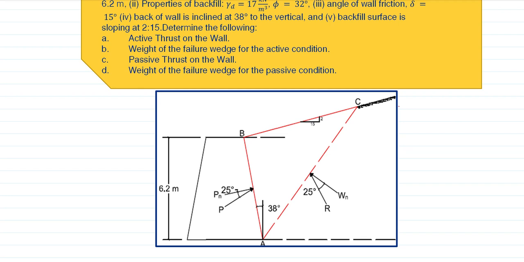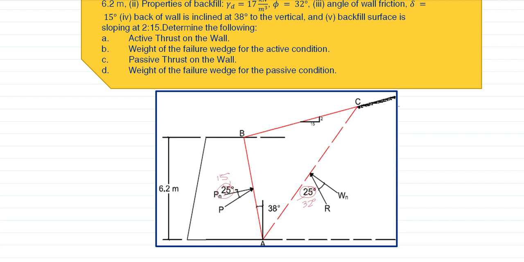Then, we have an angle of internal friction of 32 degrees. So, this one should be 32 degrees. Then, we have a value for the angle delta or small delta, which is this one should be 15 degrees. Then, the back of the retaining wall is inclined at 38 degrees. So, ito yun. Then, we have a backfill surface sloping at 2:15. So, 2 vertical and 15 horizontal.